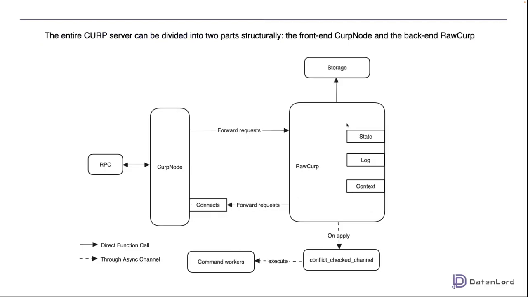And the entire CURP server can be structurally divided into two parts. One is the front-end CurpNode, and the other is the back-end RawCurp. The CurpNode responds to RPC calls from the CURP clients and forwards the corresponding request to the back-end RawCurp for execution, and the RawCurp in turn performs different operations based on the type of the request.